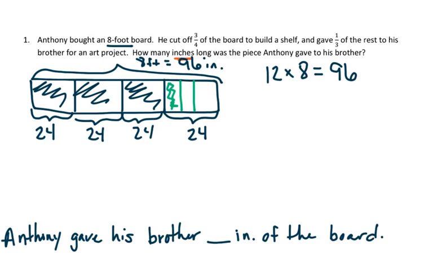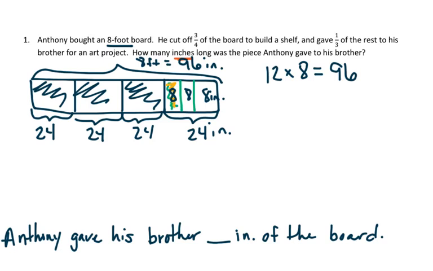So if this last piece that was left over from the board is 24, and where his brother is going to get this section right here, it's going to be 1/3 of the 24. So that means that each one of these pieces is going to be 8 inches. Okay, I should put inches here. And this is 8 inches. So the piece of board that his brother received is equal to 8 inches.